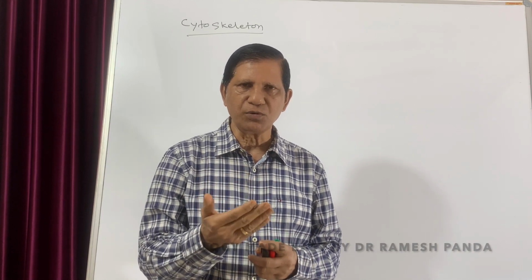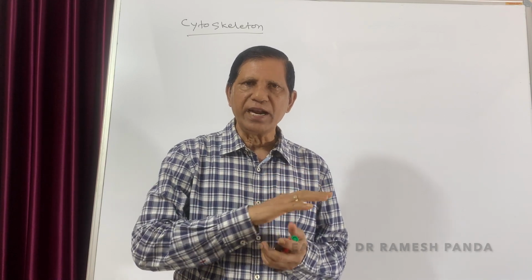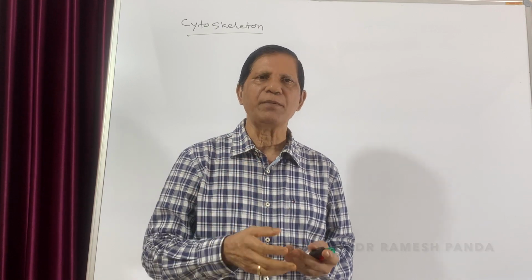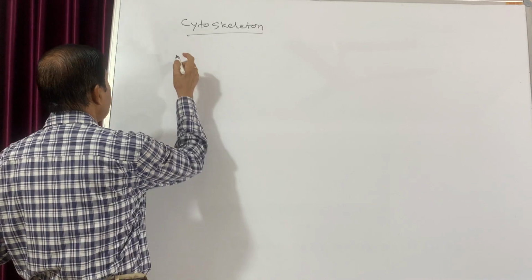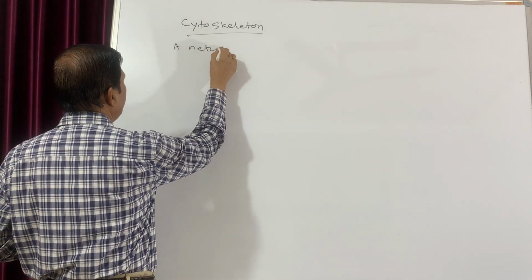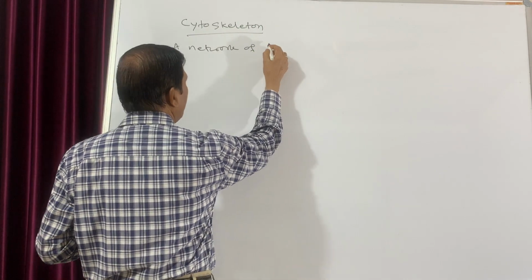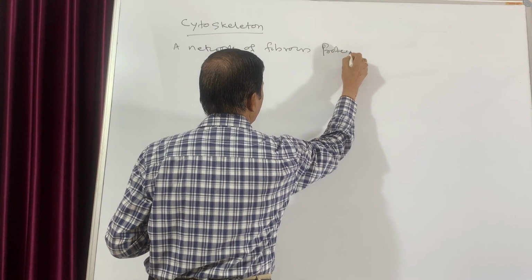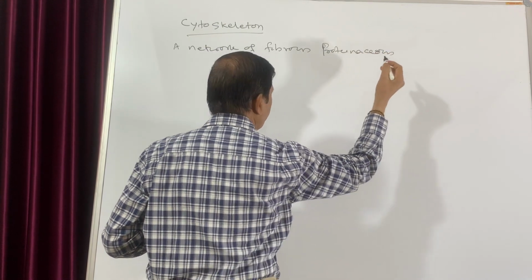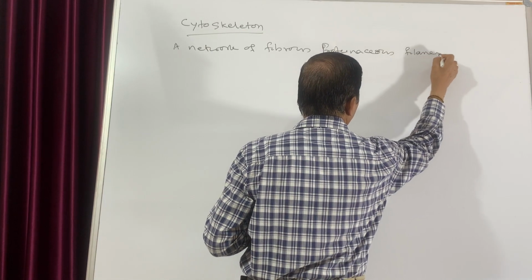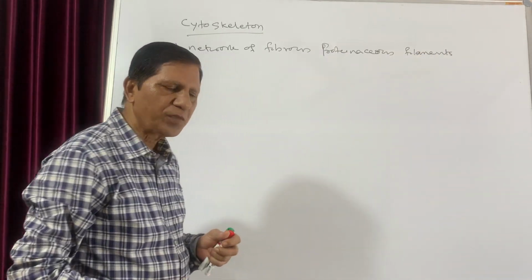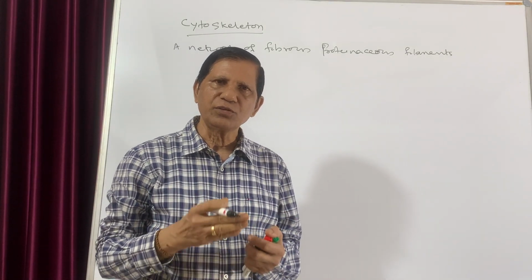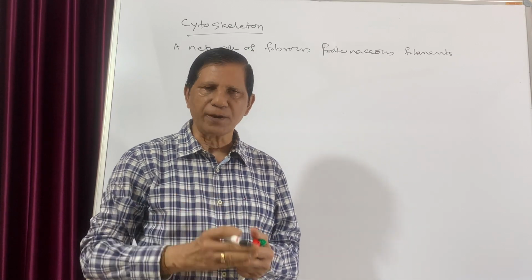So if somebody asks you what is the cytoskeleton: a network of fibrous proteinaceous filaments is known as the cytoskeleton. Its chief function is to give mechanical support to the cell, and in addition to that, it also helps in locomotion and cell division.